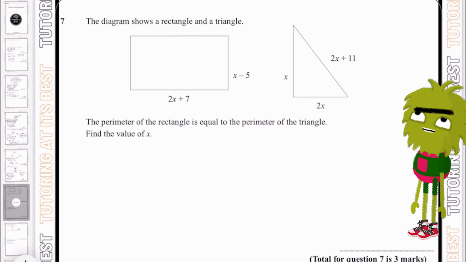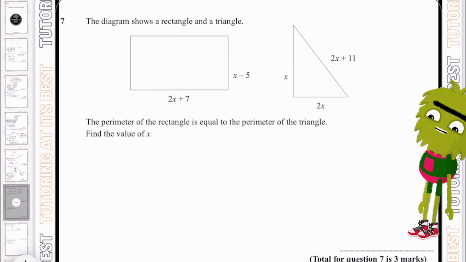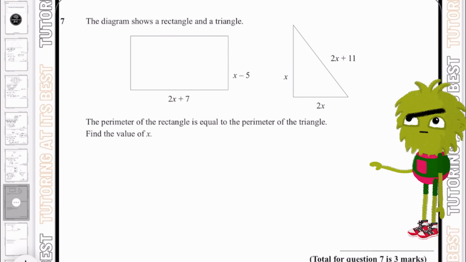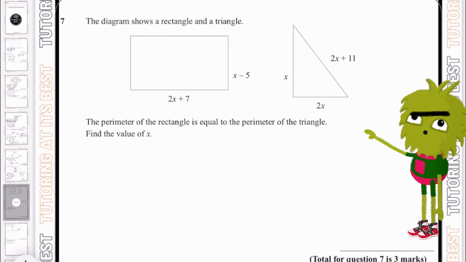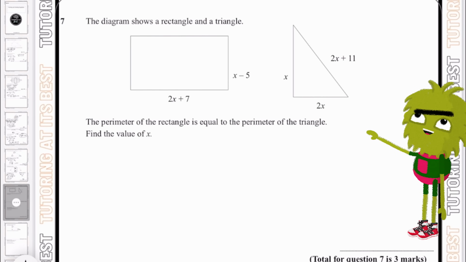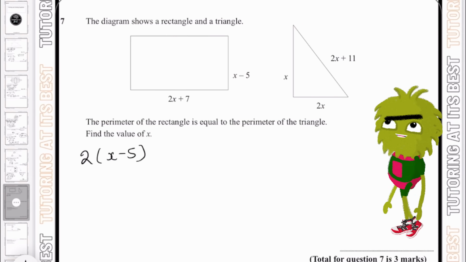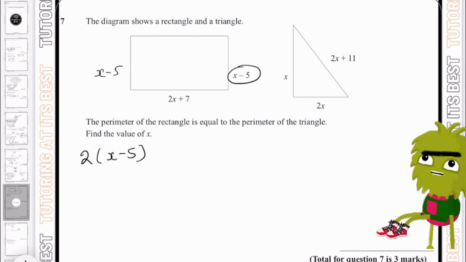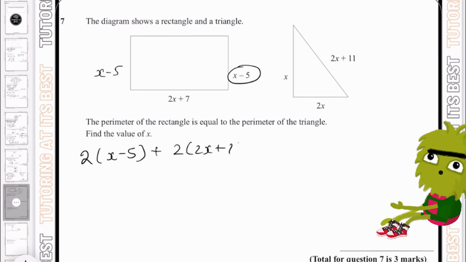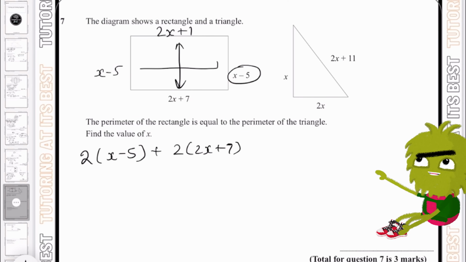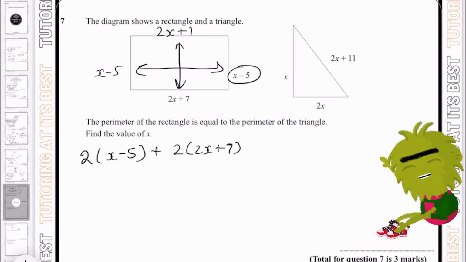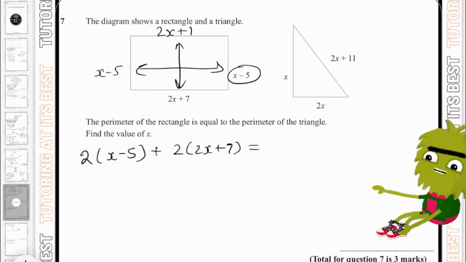So again, the perimeter of the rectangle is equal to the perimeter of the triangle. So let's find out the value of x. The first thing I'm going to do here is simply go ahead and make them both equal to one another. So let's have our 2 multiplied by x minus 5, again because of the right-hand side and the left-hand side. And I'll do the same to 2x plus 7, again multiplying it by 2 because I have both sides here and both sides here. And I'll make this equal to the dimensions of the triangle.